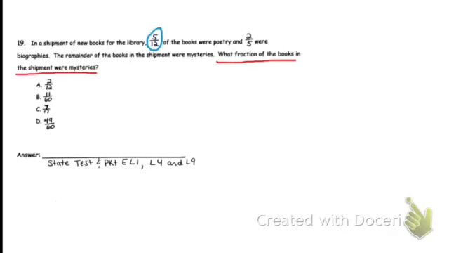What do I know? I know that 5/12 of the books are poetry. I know that 2/5 of the books are biographies. And then I know that the remaining books are mysteries. So what can I figure out first? Let's put my poetry and biography books together to see what fraction of the books are both poetry and biography. And I know that the remaining books in the shipment are mysteries. The question wants to know how many of the books in the shipment are actually mysteries. So what can I do to figure this out?